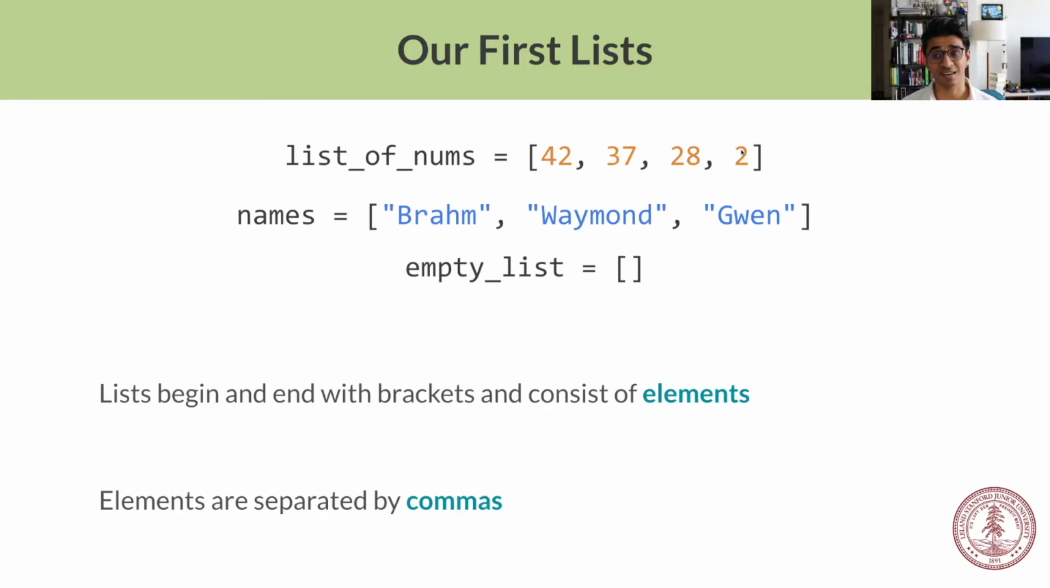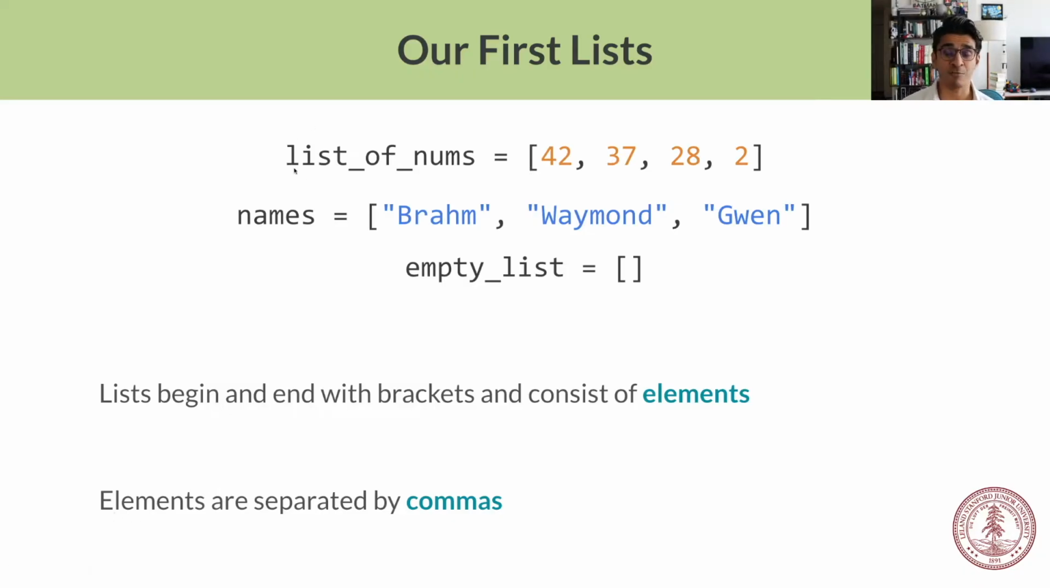And what exactly does this mean? Well, it means that we're not creating a variable that has one value, we're creating a variable that has multiple values inside it, 42, 37, 28, and 2. Specifically, what I've done is I've surrounded those values with square braces and I've separated them with commas. And that is how you define a list. Just to repeat it, we've got square braces around the list and commas between the things inside the list, which we refer to generally as elements.